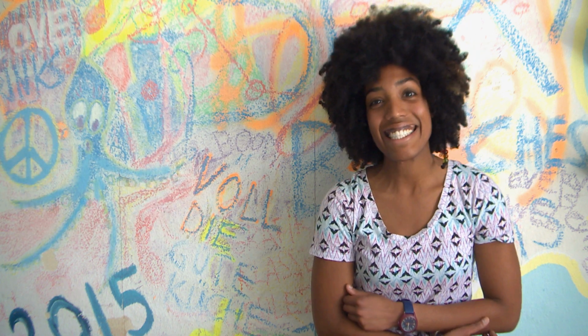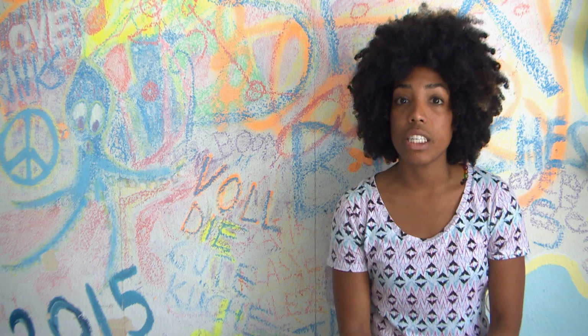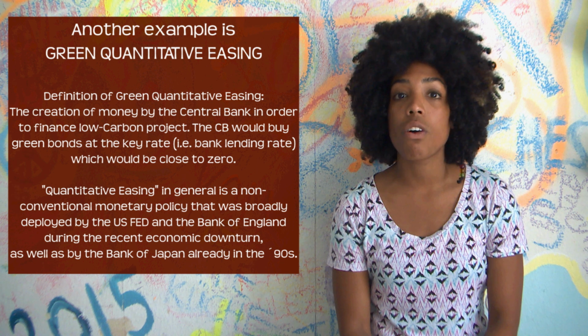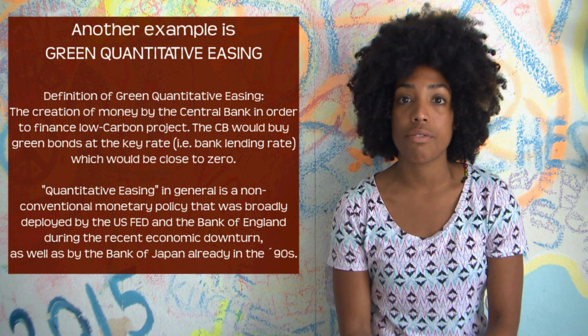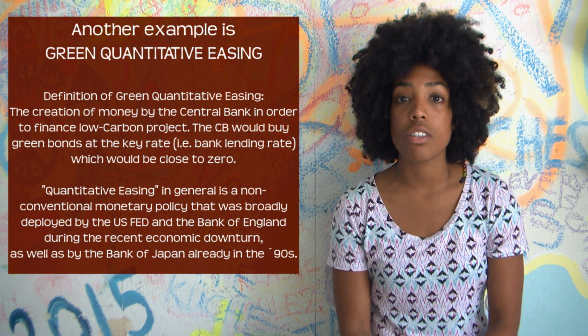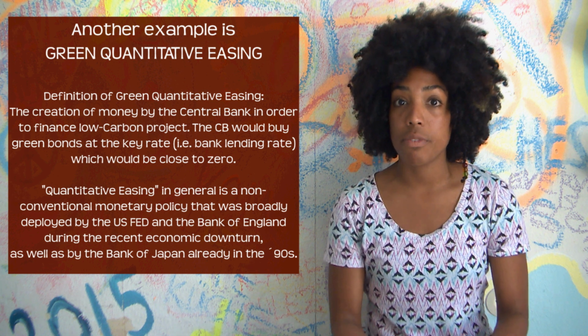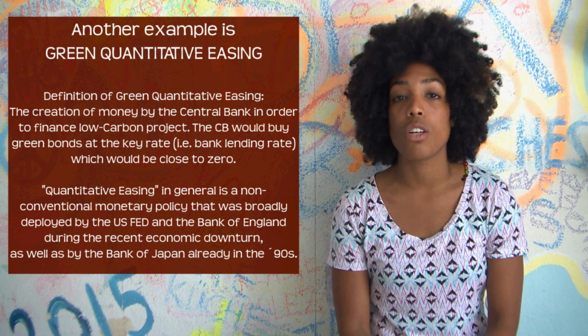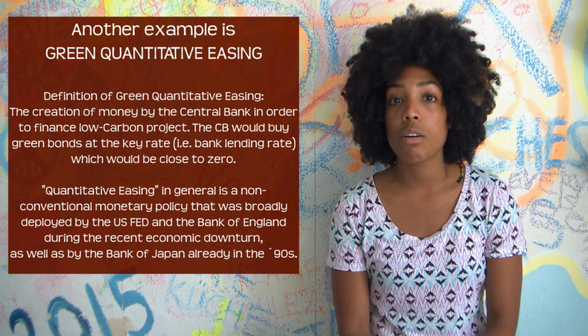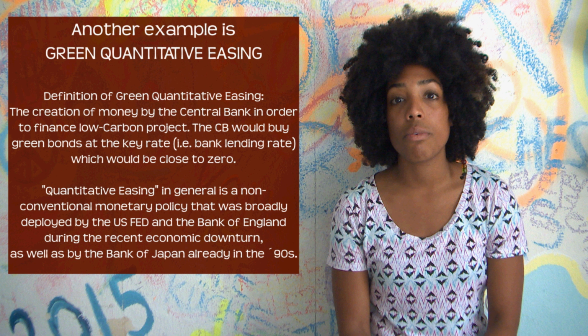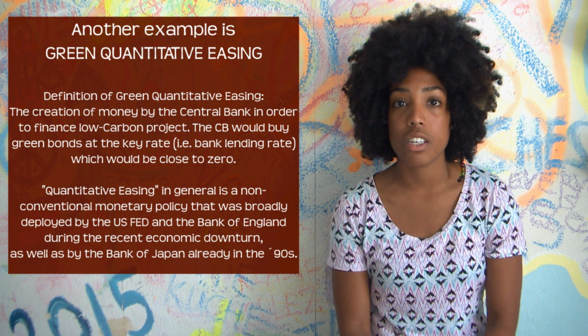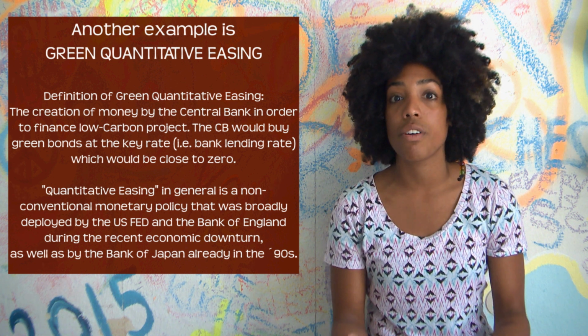Another example of green macroprudential regulation is green quantitative easing. Chiara already explained the basics of quantitative easing. In the case of green quantitative easing, the central bank buys green bonds. The funds from this purchase will be used to finance low carbon projects. Economists who are in favor of this approach believe that it's less exposed to the risk of speculative bubbles compared to conventional quantitative easing. And let's look now at commercial banks.